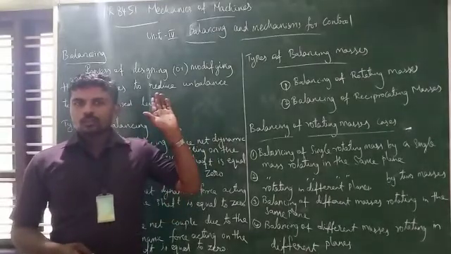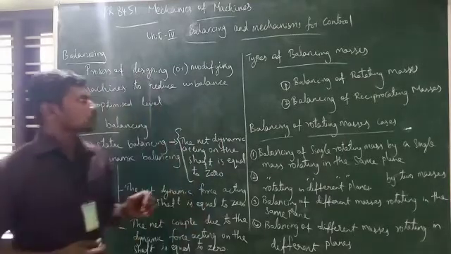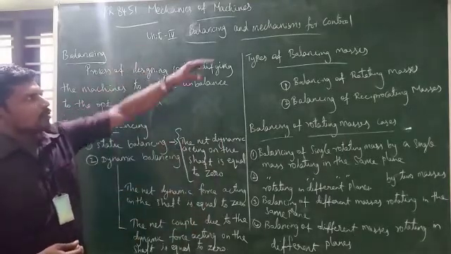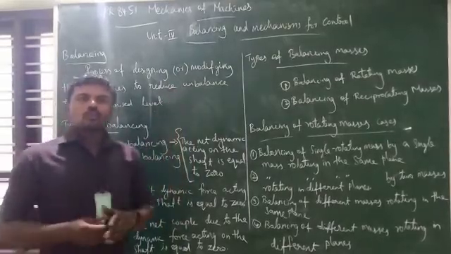That is unit 3. In this class I am going to teach you about the next unit, that is unit 4, balancing and mechanisms for control, right? First we need to know what's the balancing.